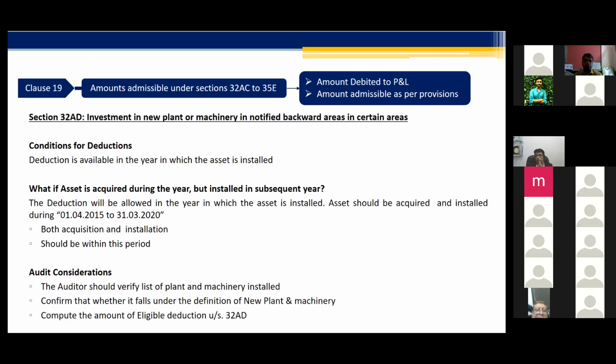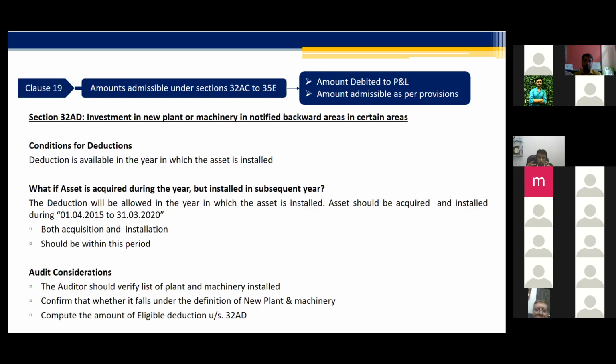Then there is clause 19, which talks of calculation of amounts admissible under sections 32AC to 35E. Now 32AD, of course this is the last year of 32AD, wherein any investment in new plant or machinery is made in notified backward areas.